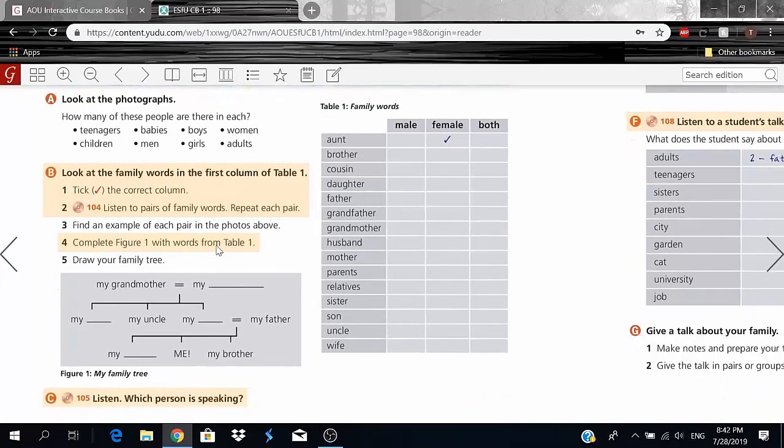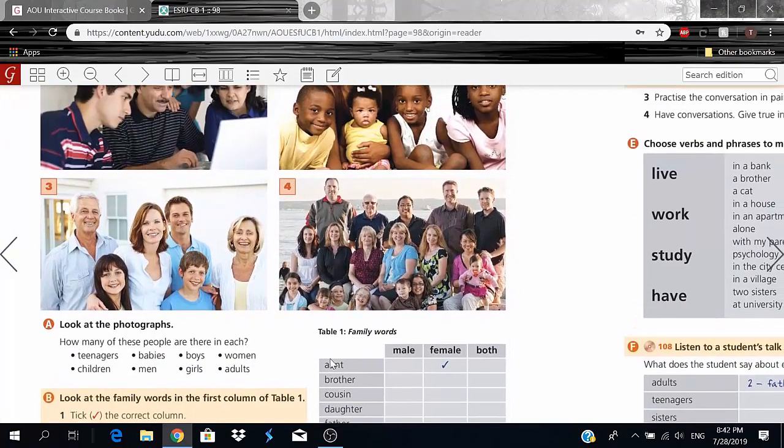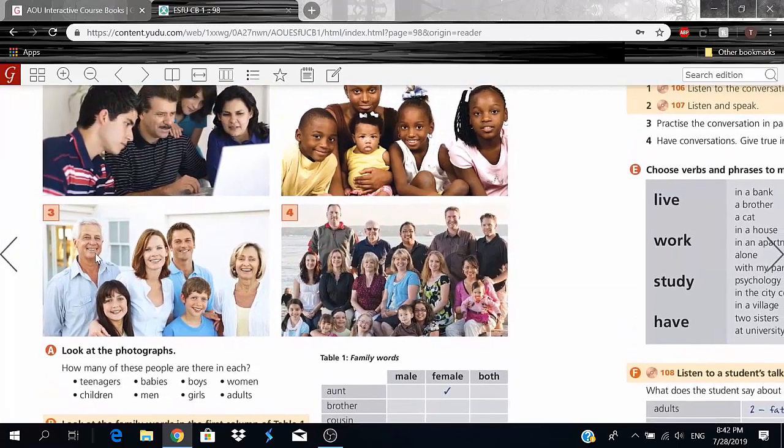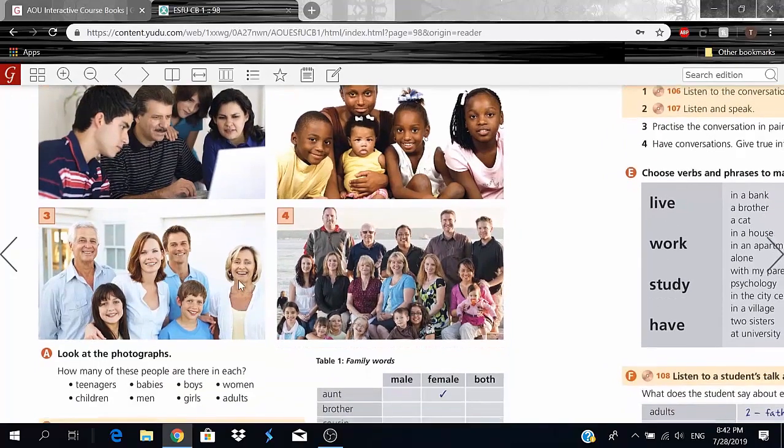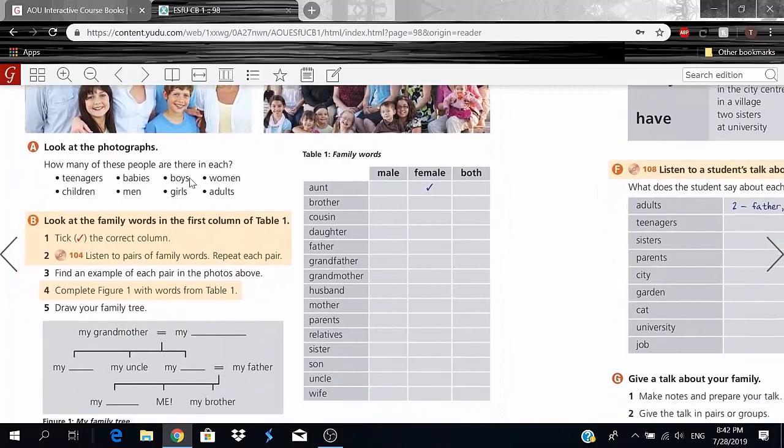Alright, that was easy enough. Now let's move on. Here we have: find an example of each pair in the photos above. We don't need to do too much here. For example, we could say husband and wife, mother and father, or these two could be parents as well. So mother and father, husband and wife, or girlfriend and boyfriend, I'm not too sure. Here we also have brother and sister, and so on. You guys get the idea.